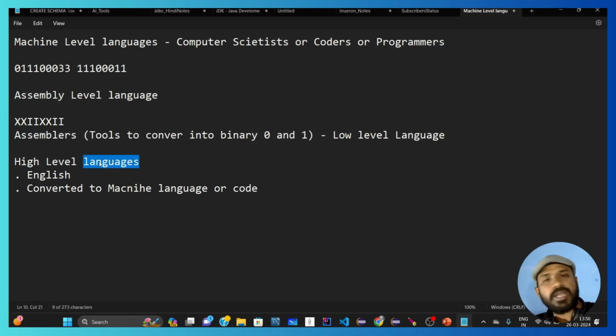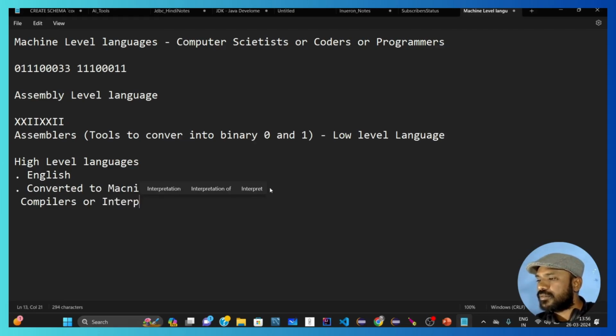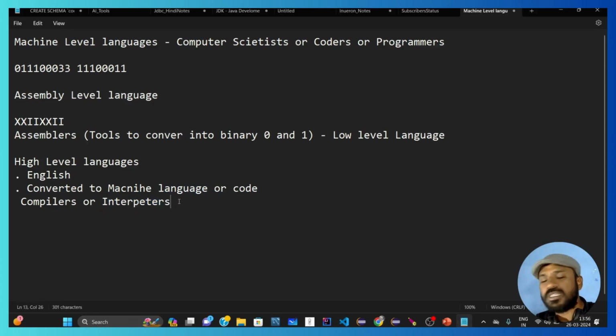Then what about these high level languages? How are they converting the code which was written in English? They use compilers or interpreters. These compilers and interpreters play the major role in converting the English language to machine language, which is binary code. So this is how we are working with high level languages. As I said, they are the most popular languages in the market: C, C sharp, C++, Java, Python and all.